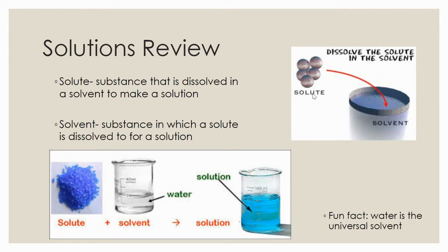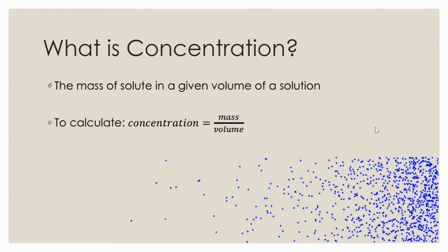So, solute is what you add, like sugar or salt, and solvent is the liquid that does the dissolving, such as water. What is concentration? We know different liquids have different concentrations of their solute. Basically, we could calculate the concentration by doing the mass of the solute divided by the volume of the whole solution.